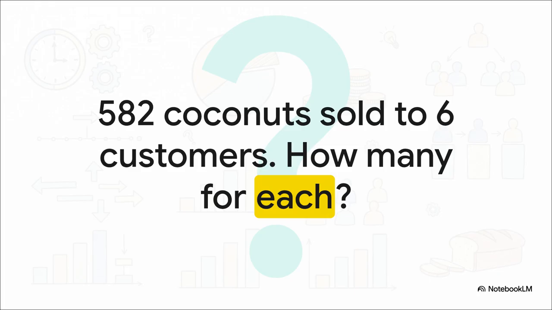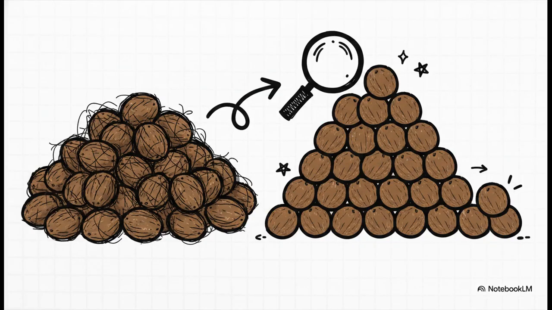Now, think about how we can take our brand new division vocabulary and apply it here. Our dividend, which is the total, is 582. Our divisor, the number of groups, or in this case, customers, is 6. We need to find the quotient. Okay, so how do we actually tackle 582 divided by 6?